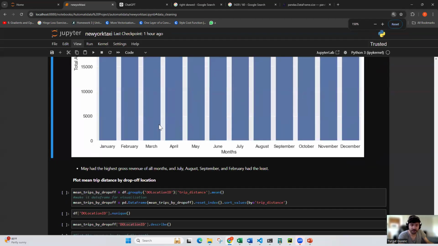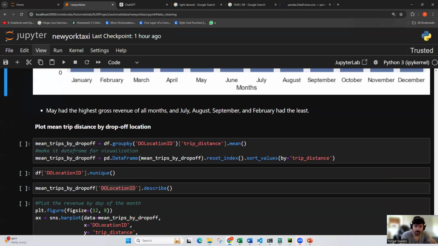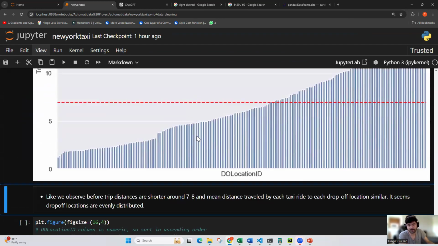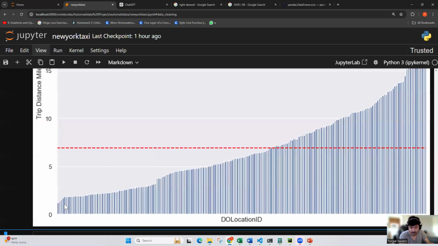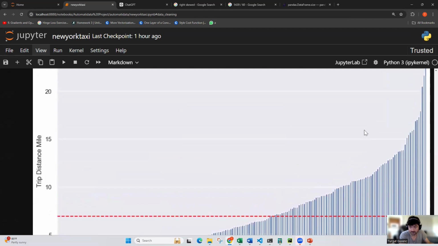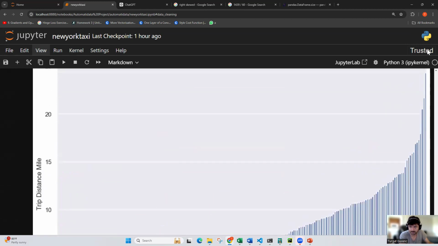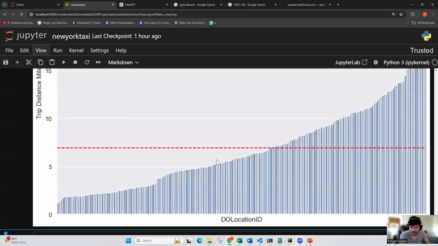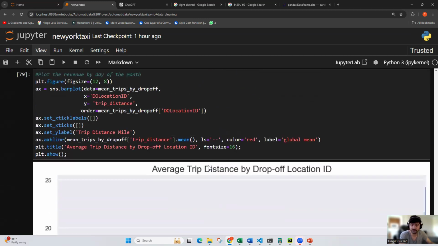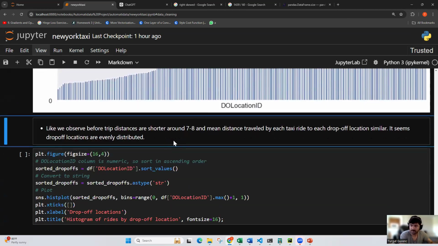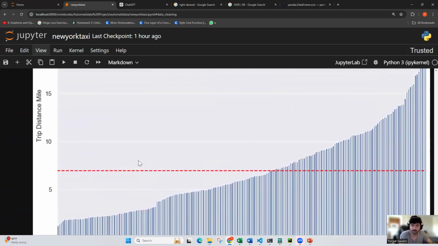Okay, so let's continue. Plot the mean trip distance of the drop-off location, number of unique values. This is not really important actually, but as we can see, the values are not important for the drop-off location because it's an ID. Don't look at the magnitude of these values, higher or lower. But it seems that wherever you pick up the rider, your trip distance is consistent, right? It doesn't matter where you're picking up. You're basically doing the same amount of trip.